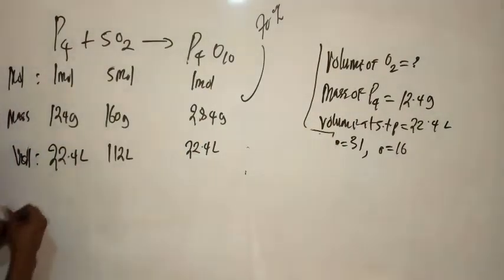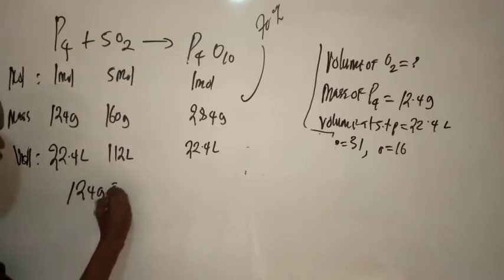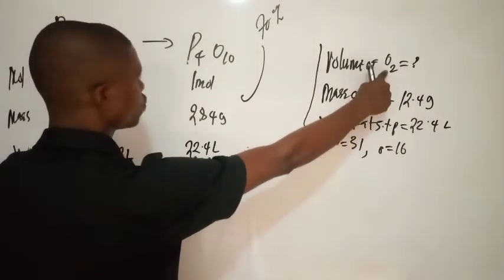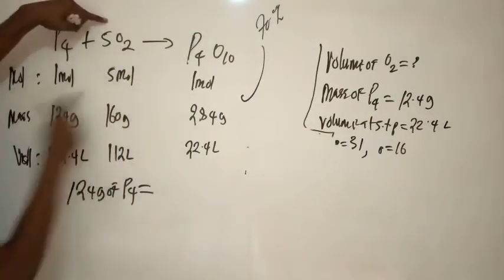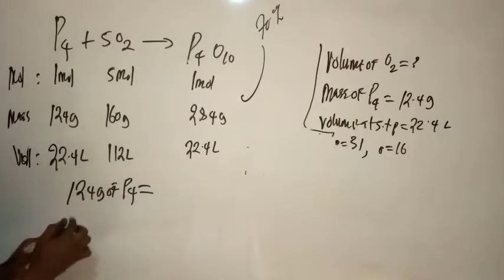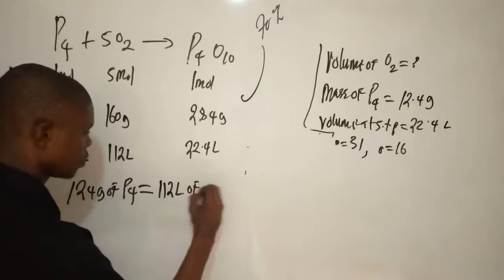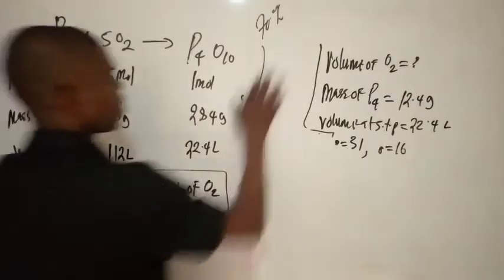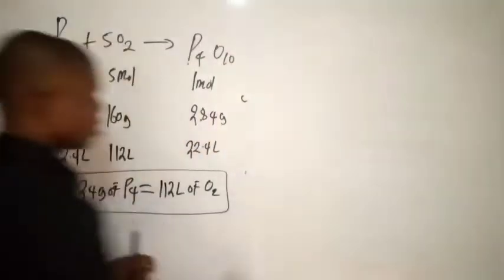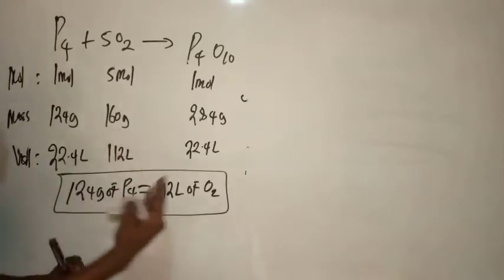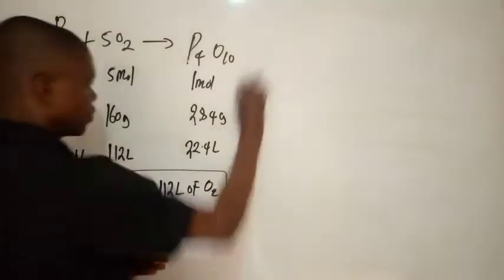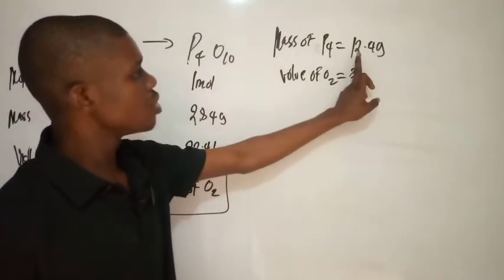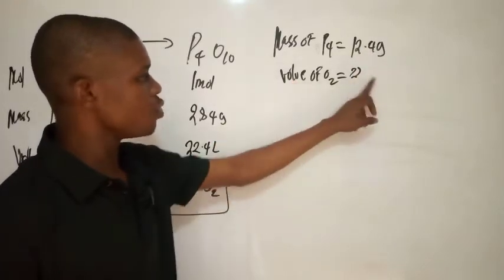So for the balanced equation, 124 gram of P4, you get that? Then move to the volume of O2. Now look at volume here. Here we have the mole, here we have the mass, here we have the volume. The volume is 112 liters of O2. So this is what you want to do, to write the relation between what you have been given and what we are calculating for. Remember, we are being given the mass of P4 as 12.4 gram. Then the volume of O2, that's what you're actually looking for.